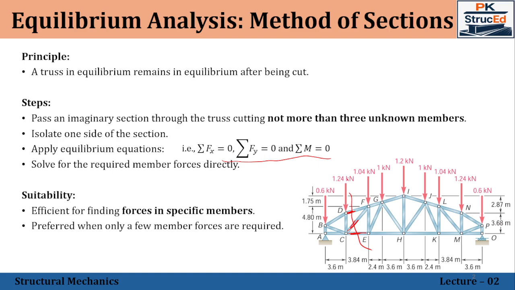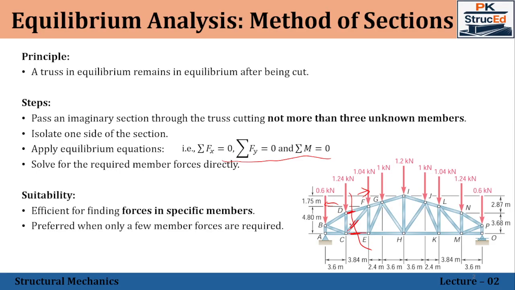So the general steps involved in the method of sections are: check the static determinacy first, pass an imaginary section through the truss cutting at most three unknown members, isolate one side, either the left side or the right side, draw the free body diagram of the isolated part, and apply the equilibrium equations to find the required member forces.